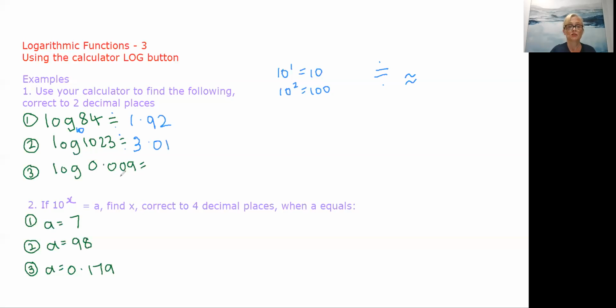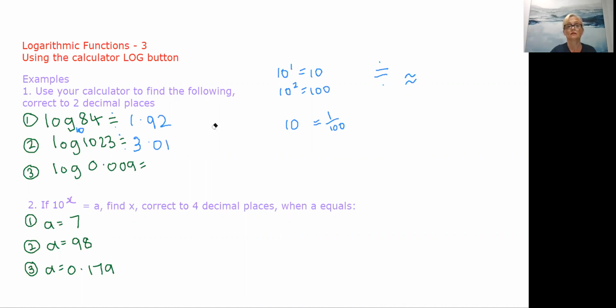All right, let's make predictions about this one. 0.009 is very close to 0.01, isn't it? Which is 1/100th. What do we raise 10 to? Let's just think about this. What do we raise 10 to get 1/100? Well, it's a fraction, so it's going to be a negative index, isn't it? It's in fact going to be -2 to get 1/100. Let's actually fix that up there.